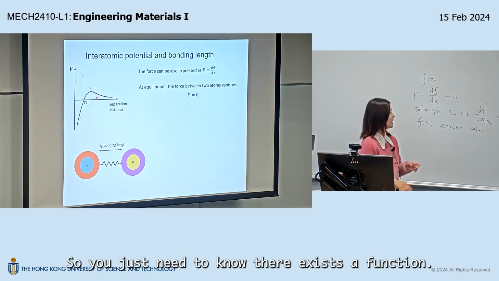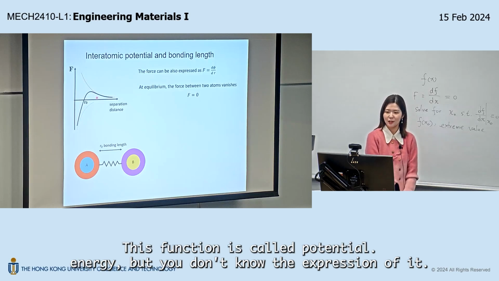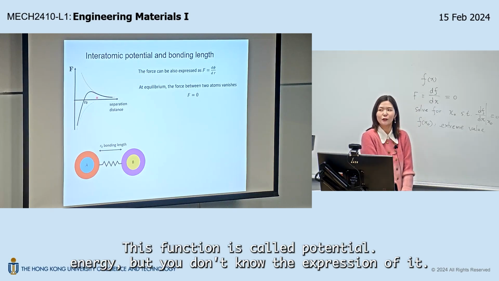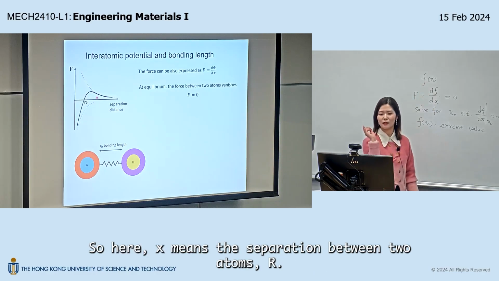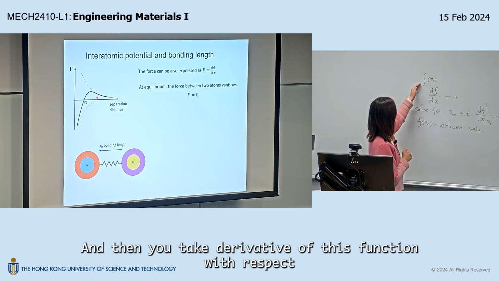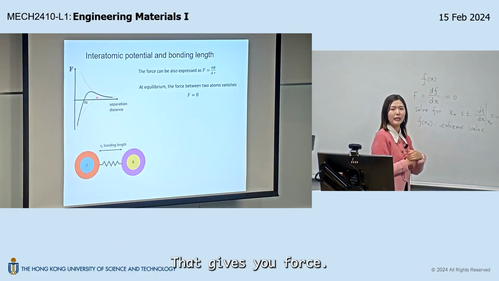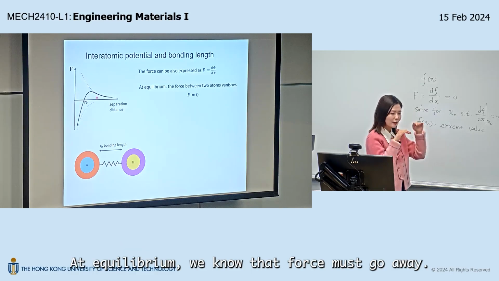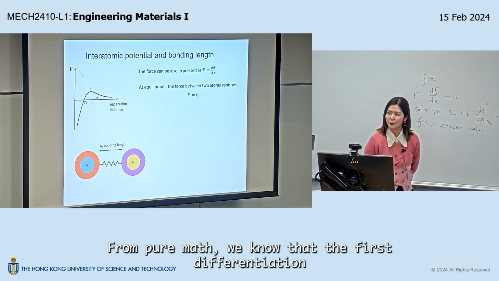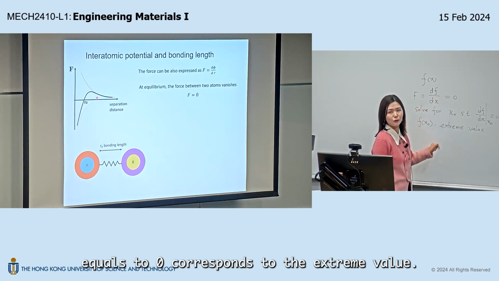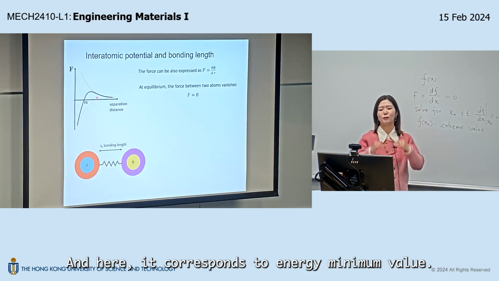So you just need to know there exists a function. This function is called potential energy, but you don't know the expression of it, right? But you know this function is a function of x. Here, x means the separation r between two atoms, okay? And then you take the derivative of this function with respect to position. That gives you force. At equilibrium, we know that force must go away, so this force equals 0. From pure math, we know that the first differentiation equaling 0 corresponds to an extreme value, and here it corresponds to the energy minimum value, okay?